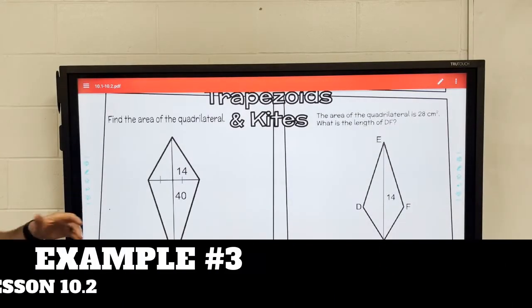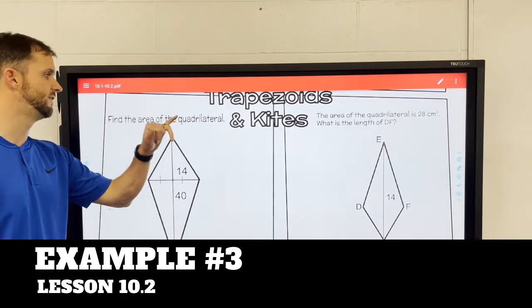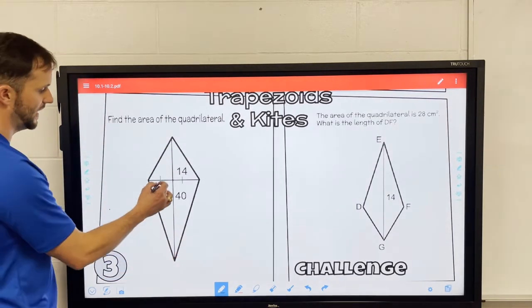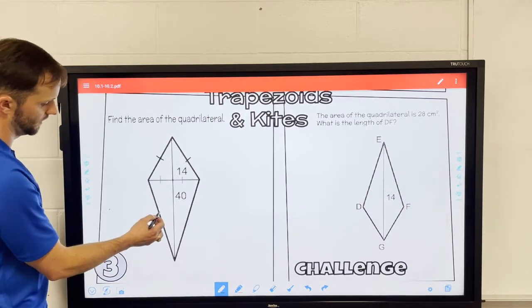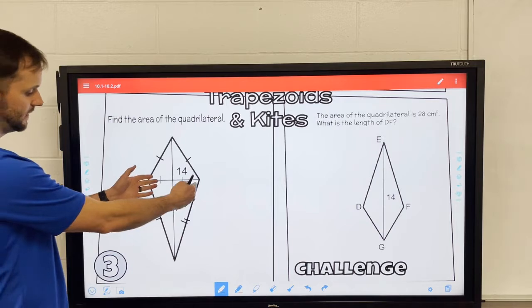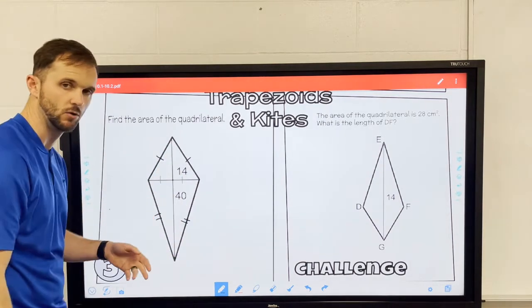Right now, we need to find the area of the following quadrilaterals. If you look, this is a kite. The reason this is a kite is because this line is congruent to this one, and this line is congruent to this one. That's what makes it a kite. Basically, the sides that are right next to each other are congruent to each other.